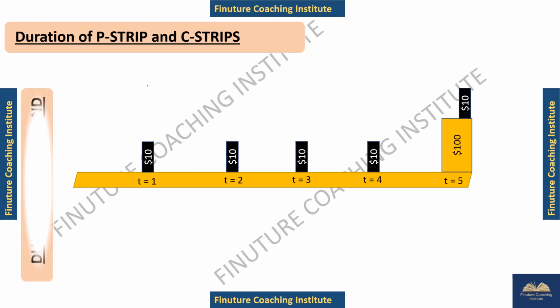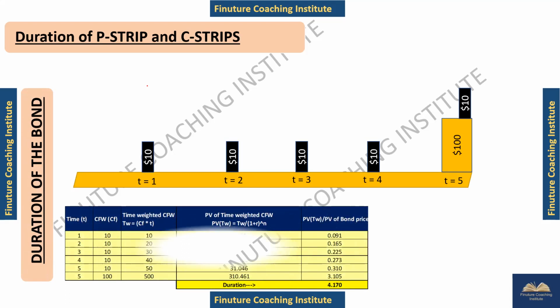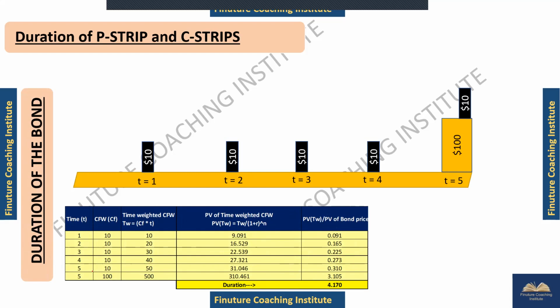So let's see the same example. We'll look at the duration of the bond. As we saw, it has a 5-year maturity, with a cash flow of a $10 coupon over $100 principal for 5 years, and in the fifth year you have the bullet payment of principal also.